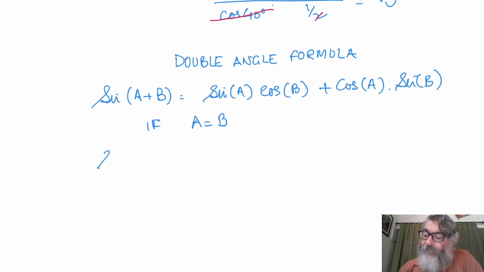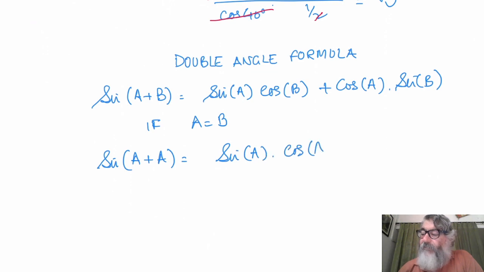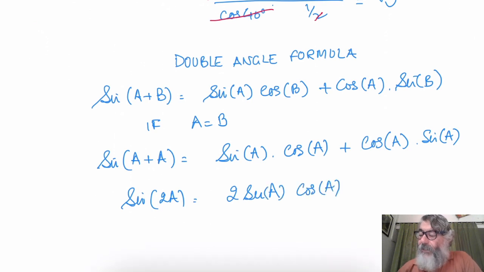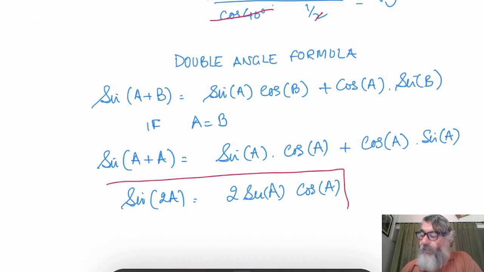So it will become sine A plus A, will become sine A cos A. Wherever B is there, I'll replace it by A, plus cos A and sine A. What will you get? Sine 2A, sine A cos A, sine A. So they will be added and they will become 2 sine A cos A. So sine 2A can always be written as 2 sine A cos A.